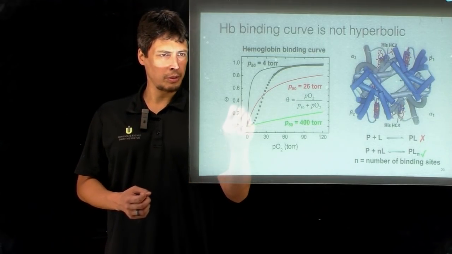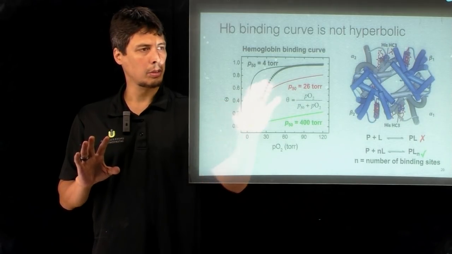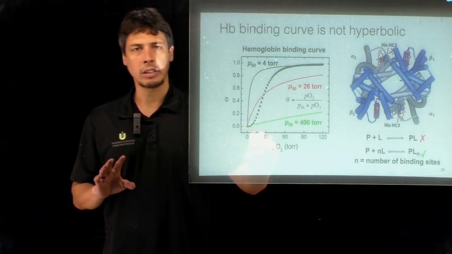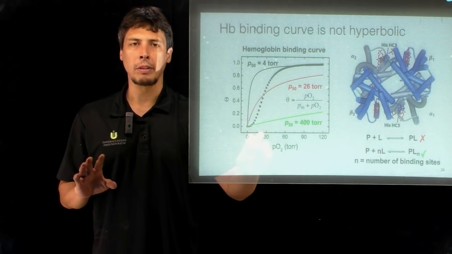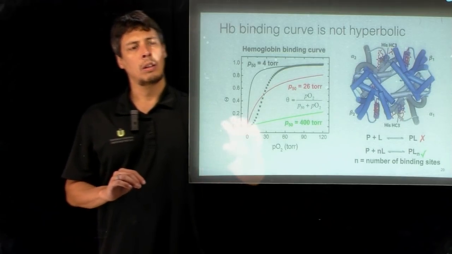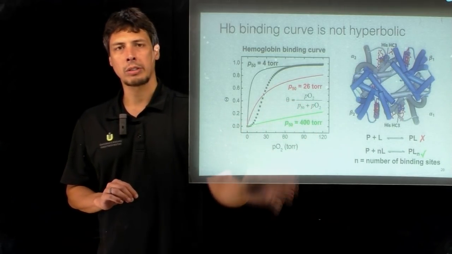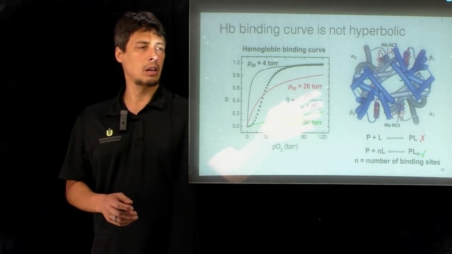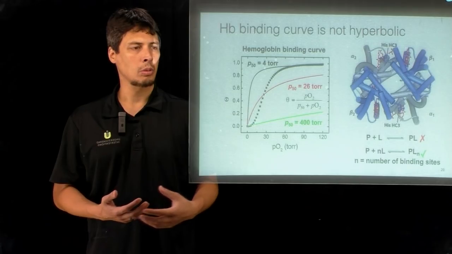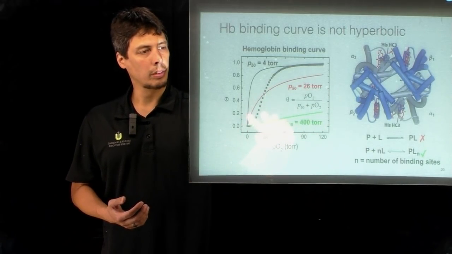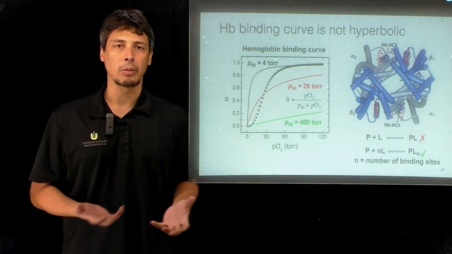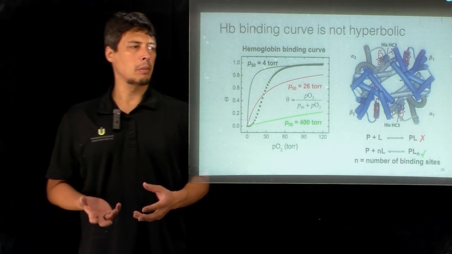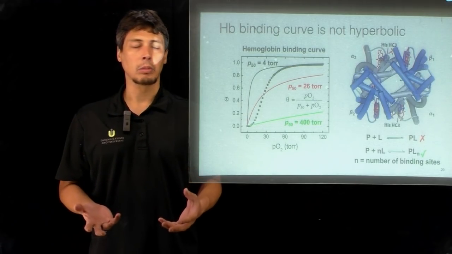And then even if we do the trick that I taught you for this curve, where we go at theta equals 0.5 and then project down to the x-axis, we would get a P50 of 26 torr. If we use the hyperbolic ligand binding equation shown here in the figure and plug in 26 torr, we would go through the middle of this curve, but you see that it doesn't fit very well either at low oxygen or at high oxygen. What that suggests is that our mathematical model is incorrect.